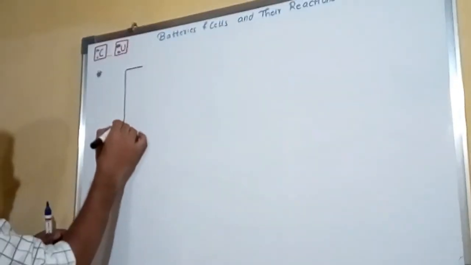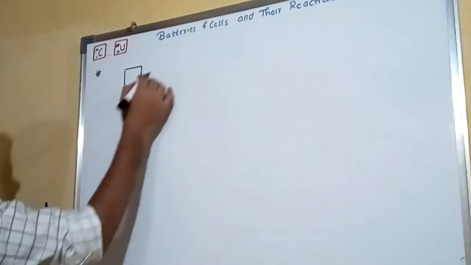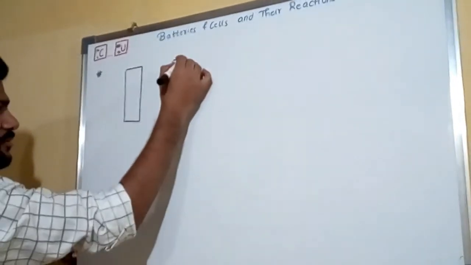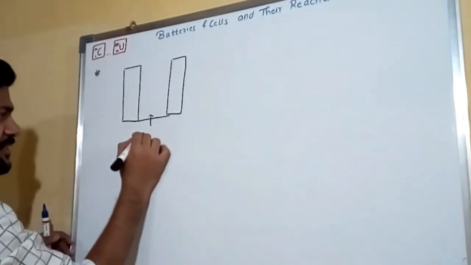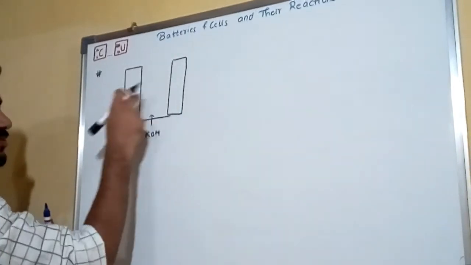Let us consider we have got 2 electrodes over here. This is the first electrode. Let me say this will be the second electrode, and these 2 electrodes will be containing KOH. So let me say this will be KOH, which will be placed between these 2 containers.